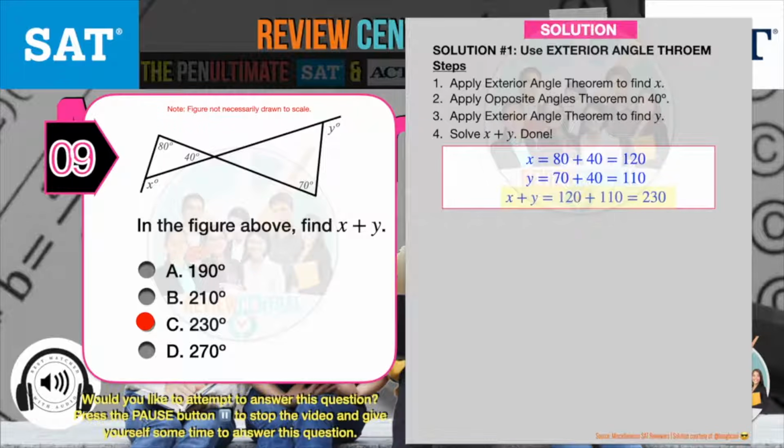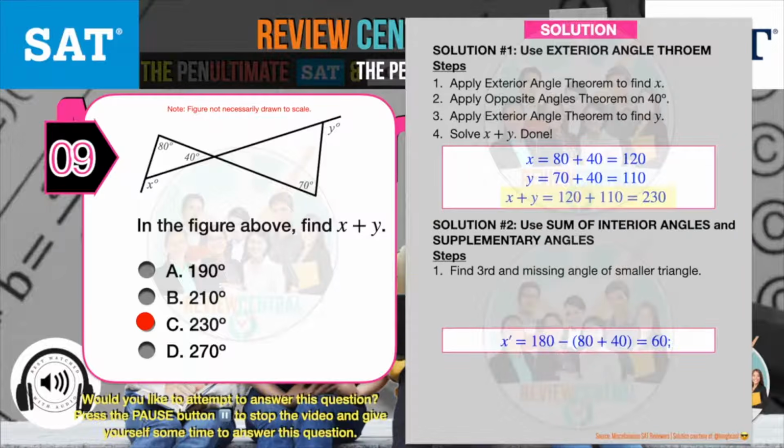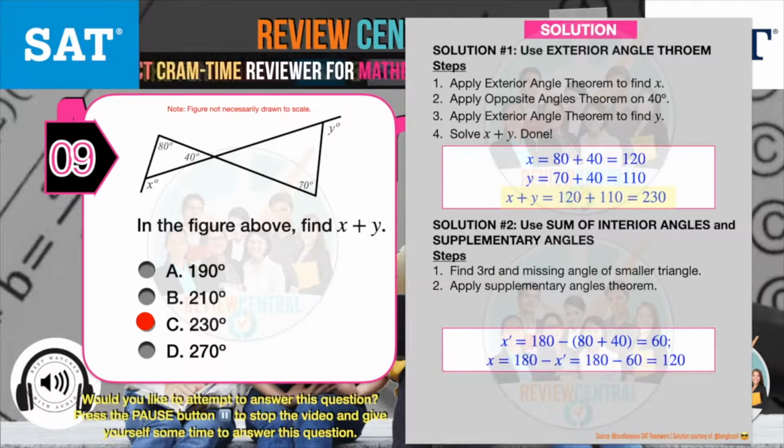Done. Okay, but let's just say that you really do not know the exterior angle theorem. Even if you do not know it, you can still quickly figure out x by first finding the third and missing angle of the left triangle. Since the sum of the interior angles of any triangle must equal 180, the missing angle should be 180 minus 40 minus 80 equals 60. X and 60 are supplementary angles, therefore x plus 60 equals 180. X equals 180 minus 60, or 120.